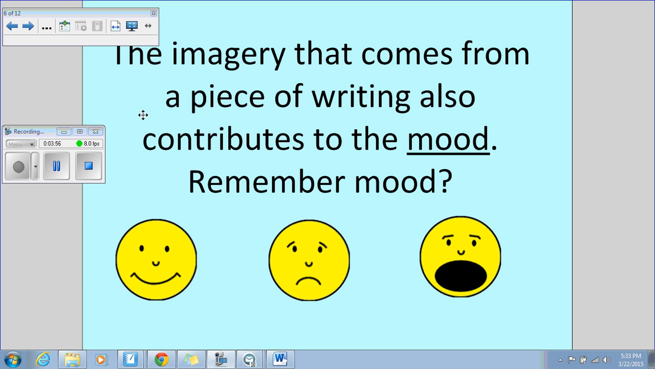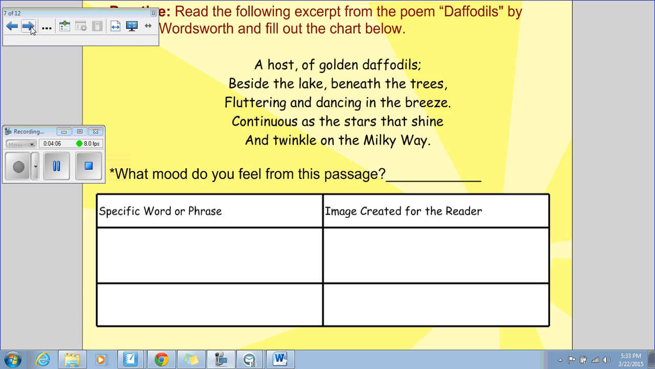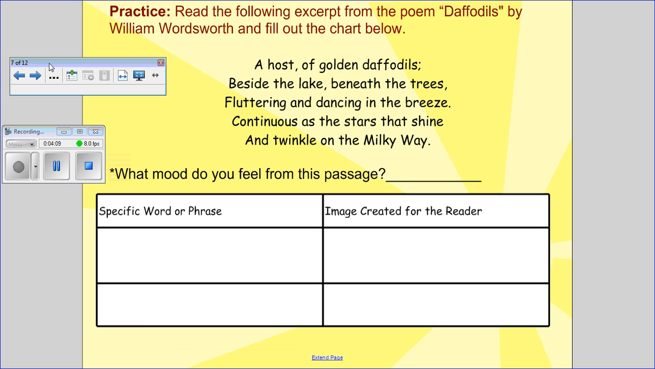The imagery that comes from a piece of writing also contributes to the mood. Remember when we talked about mood? Now let's practice identifying figurative language while reading. Pause the video and read the passage. Follow the prompts and answer the questions on your note sheet.